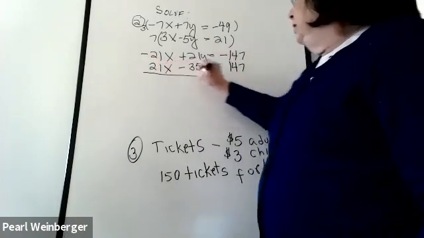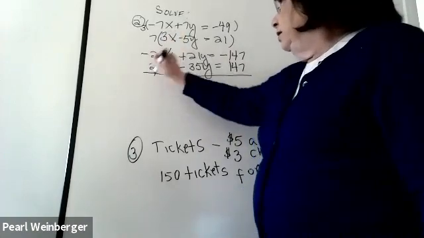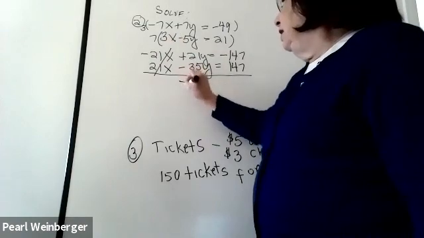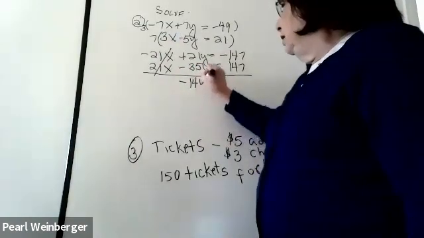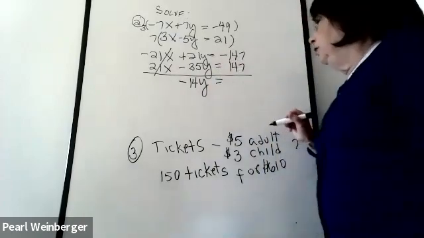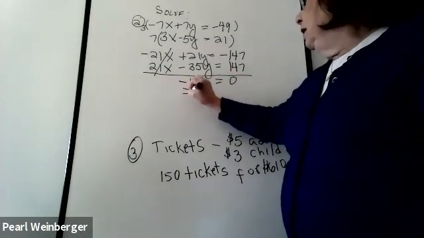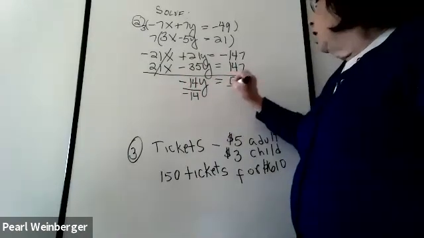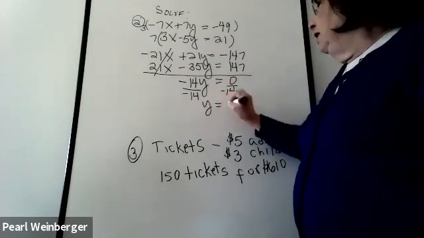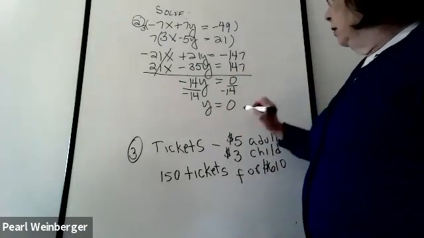Now I add these together. Negative 21x plus 21x cancel. 21y minus 35y is negative 14y. And negative 147 and positive 147 give me 0. When I divide both sides by negative 14, well, 0 divided by anything is 0. So my answer for y is 0.